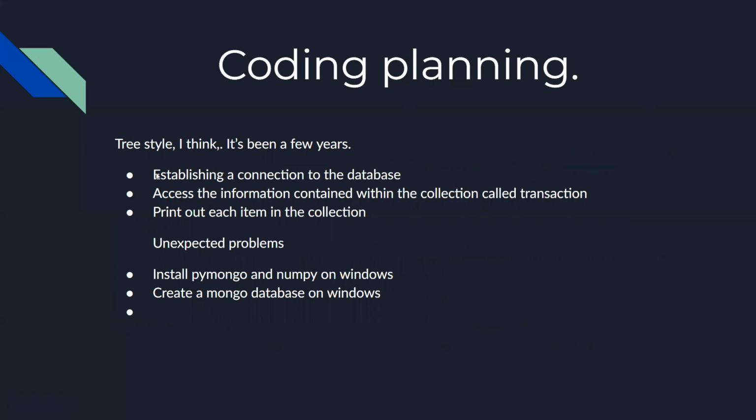All right, so this is the plan I came up with initially for making my code. I established the first 3 things it had to do. It had to establish the connection to the database, access the information contained within the collection called transaction, and print out all that information within the collection.